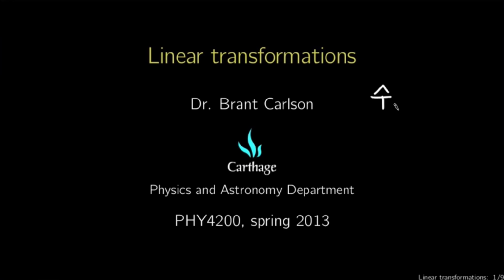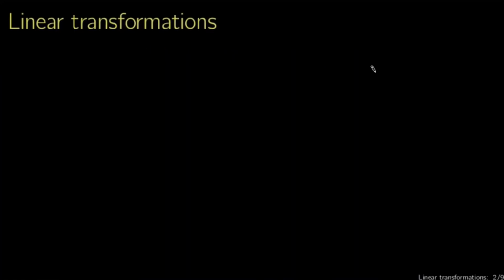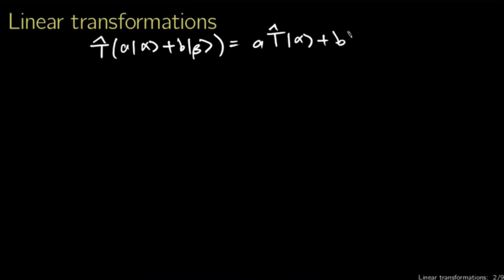For instance, t with a hat, capital letters especially, will be considered to be transformations. A linear transformation, quite simply, is a transformation that's linear. What it means for something to be linear is if I apply the transformation to A times the vector alpha plus B times the vector beta, I get A times the transformation t applied to the vector alpha plus B times t applied to the vector beta. If this sort of identity holds, the transformation you're working with is linear.